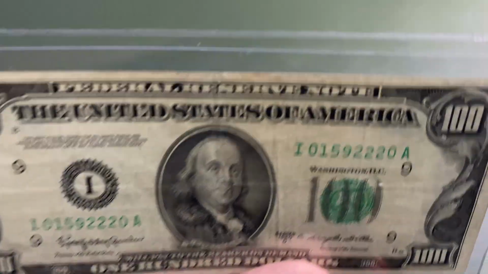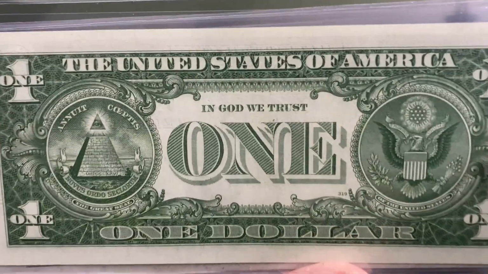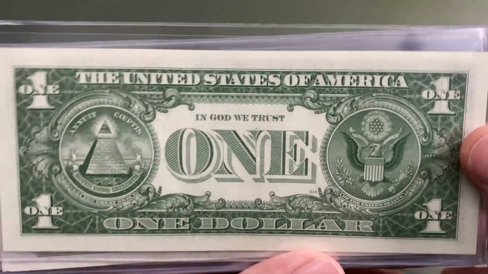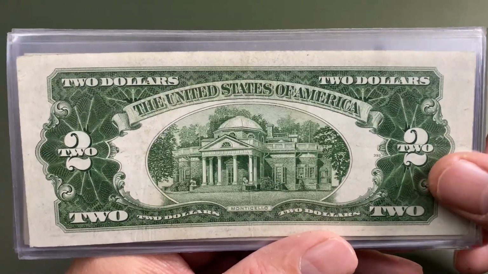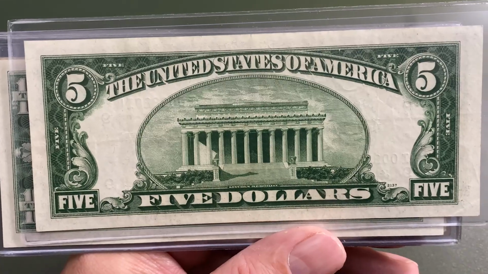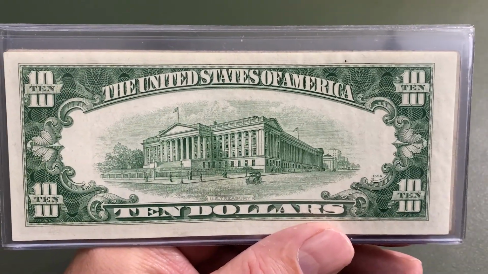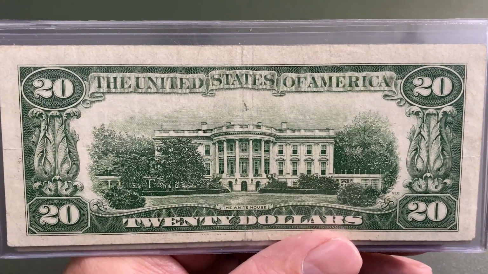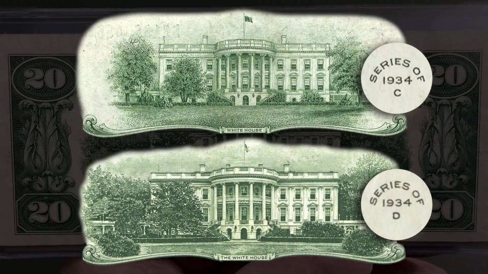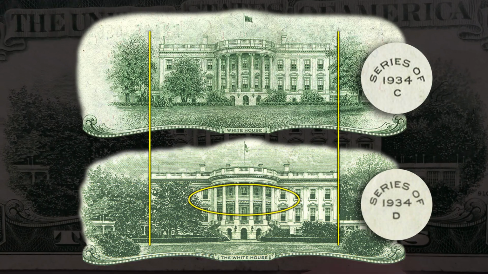The reverse of the $1 silver certificate has the Great Seal of the United States, both sides. The 2 has the home of Thomas Jefferson, Monticello. The 5 has the Lincoln Memorial in Washington, D.C. The U.S. Treasury is on the 10, and the 20 has an updated White House. Series 1934D shows the addition of President Harry S. Truman's balcony. The entire reverse is new.